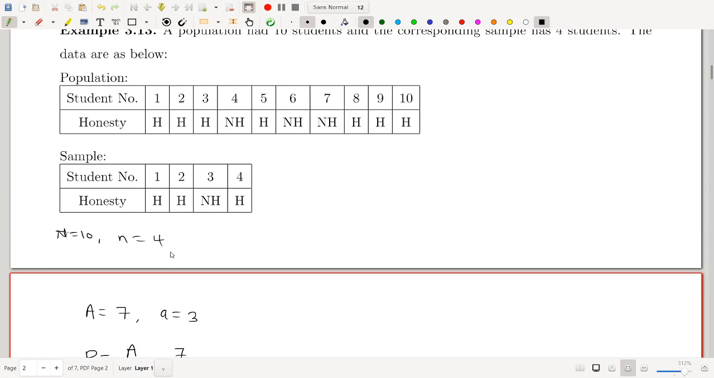Write the values of yi, taking value 1 if the ith population unit has the required attribute. So this student is honest, this value is 1, this value is 1, this value is 1. This student is not honest, so this y value will be 0. This one is 1, 0, 0, 1, 1, 1.